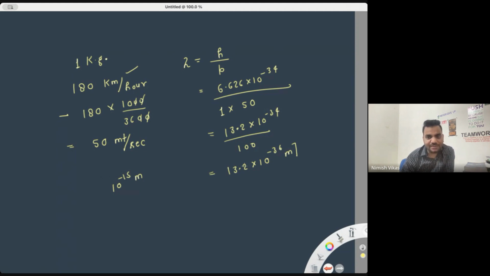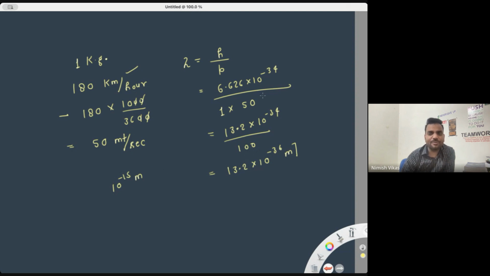And this is a trillion times smaller than that. Then how will we possibly be able to see the wave nature of this object? So when we take any larger object, the wavelength becomes insignificant, so we are not able to visualize the wave nature, but it is there.